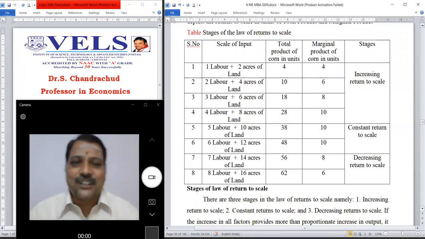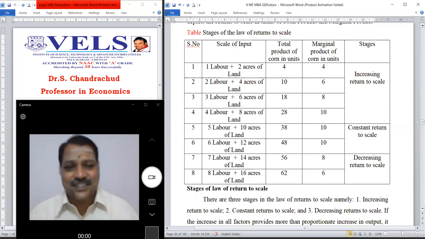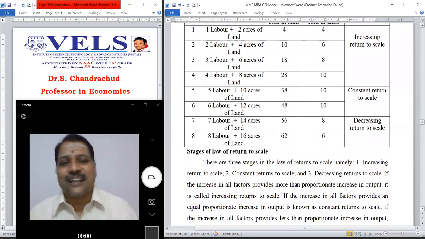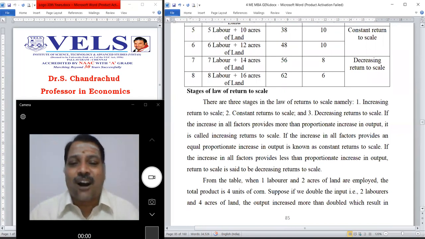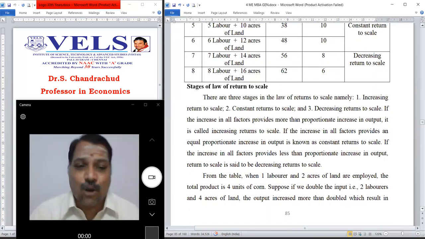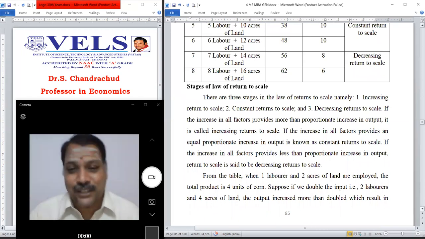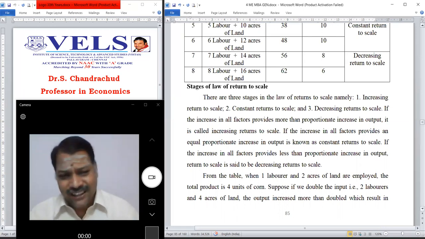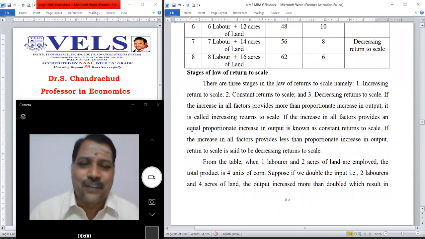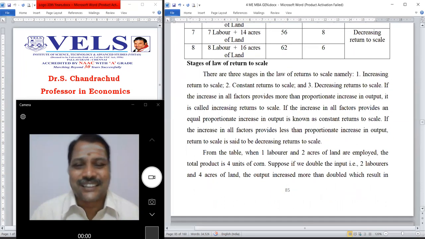So this law of returns to scale is also divided into 3 stages: increasing returns to scale, constant returns to scale, and finally decreasing returns to scale. If the increase in all factors provides more than a proportionate increase in output, it is called the increasing returns stage. If the increase of all factors of production in equal proportion increases output in the same proportion, it is known as constant returns to scale. On the other hand, if the increase in all factors provides a less than proportionate increase in output, then the return to scale is said to be a decreasing return to scale.